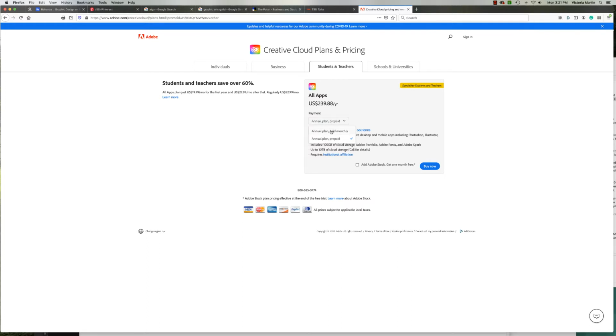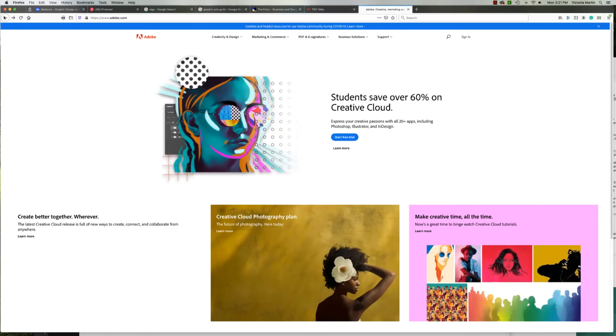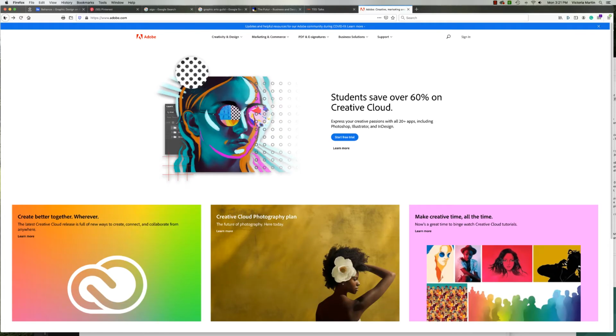$239 a year. If you do it monthly, it's $19.99 a month for the first year. I believe it jumps up to $29. Yes, it does the second year. So with your Adobe account, when you get this, you are entitled to Photoshop, Illustrator, InDesign, all of their apps in the one price. So if you're a design student, I highly recommend that you get an account. You can also get a free trial. I think they've moved it back to 2 weeks.